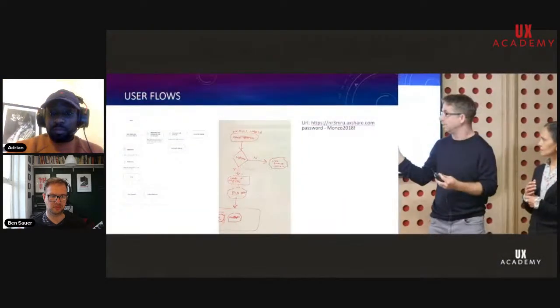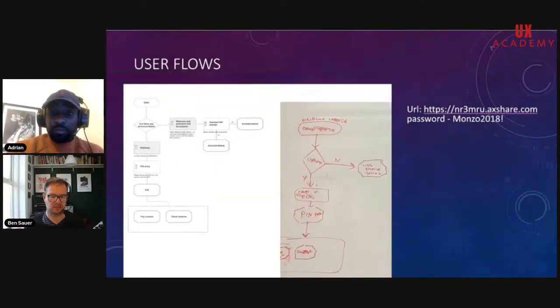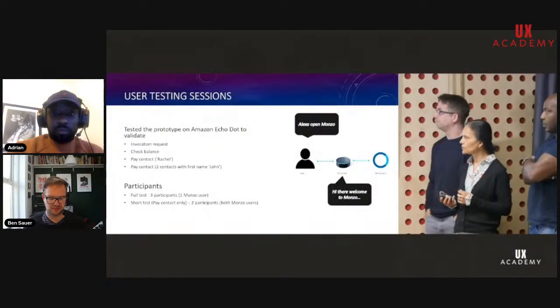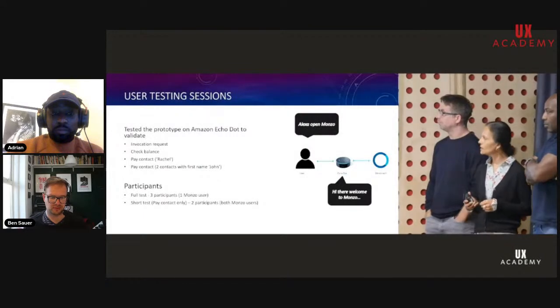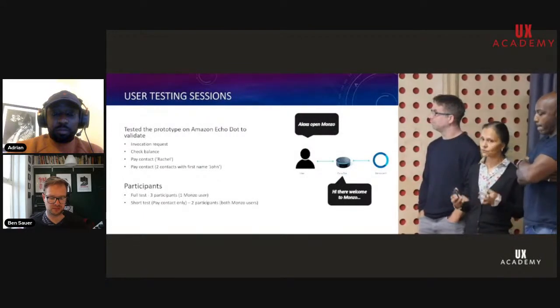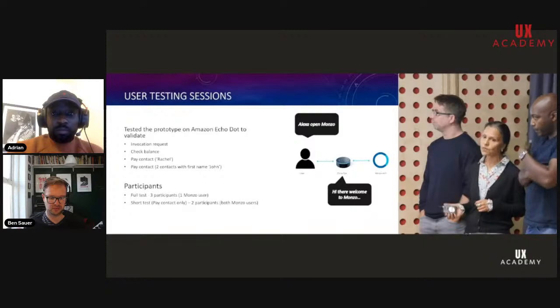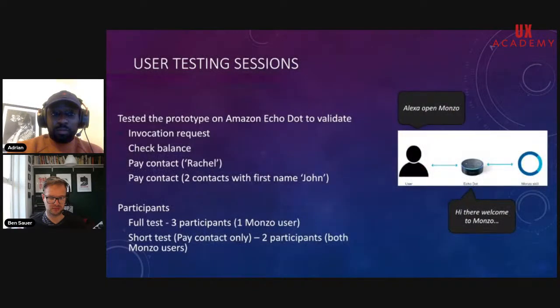We're into the user flows then. So here's an example. This is just a sample of one of them, but we've also got a load that we've done, including PIN and pay contact. As Chris said, those flows in Storyline, we iterated those, and we had a final prototype that we uploaded onto the Echo Dot. We tested the invocation request, check balance, and pay contacts, 2 types.